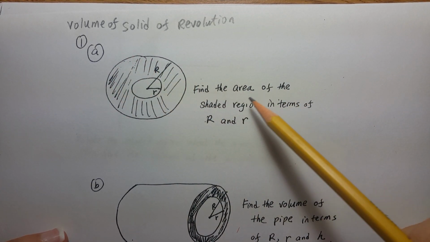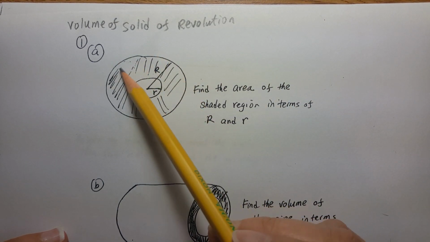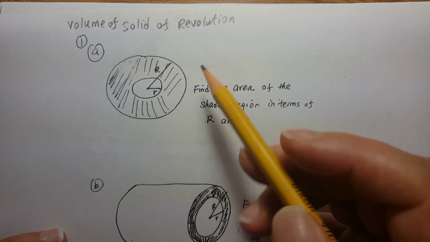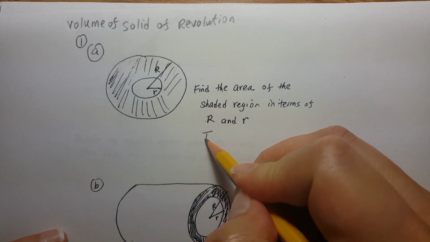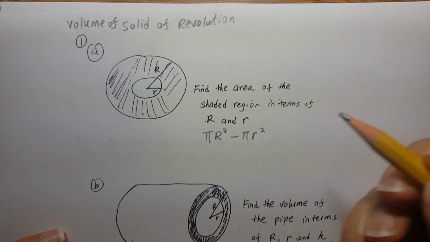We define the area, the shaded region, in terms of big R and small r. So we have two concentric circles. To find the area of the shaded region, we're going to use the area of the big circle, subtract the area of the small circle. So we get pi big R squared minus pi small r squared.